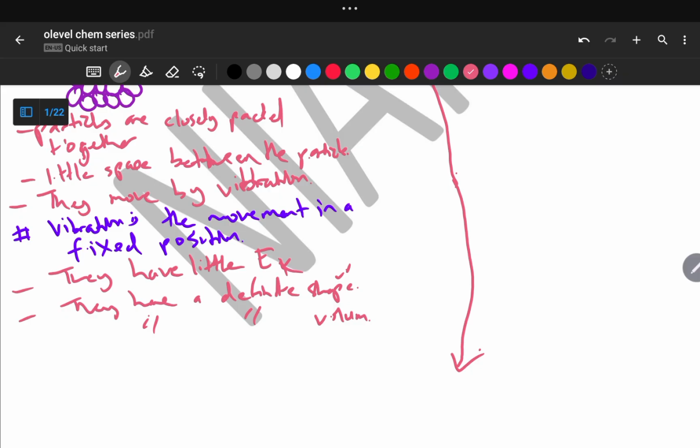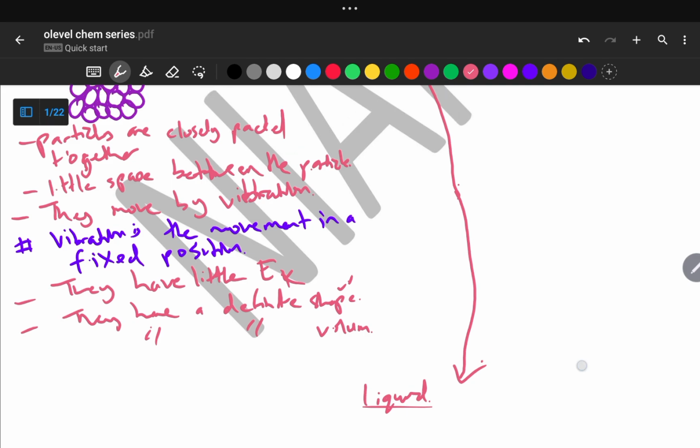Are we together, guys? So we are now moving on from the solid phase to the liquid phase. So we go on to the liquids.